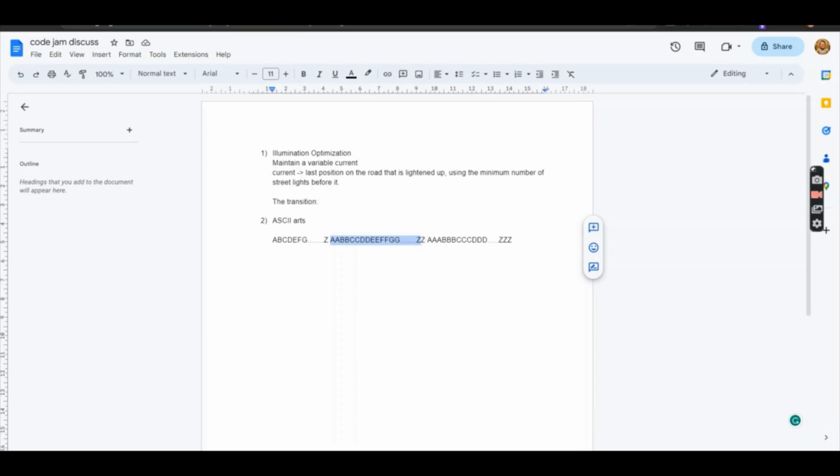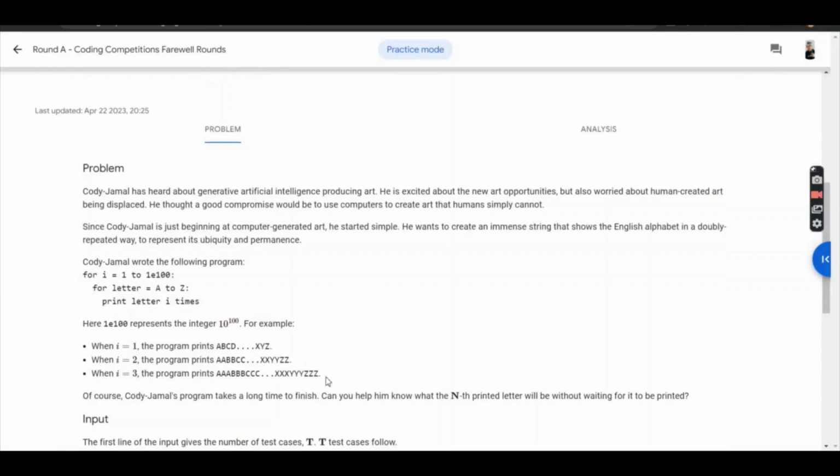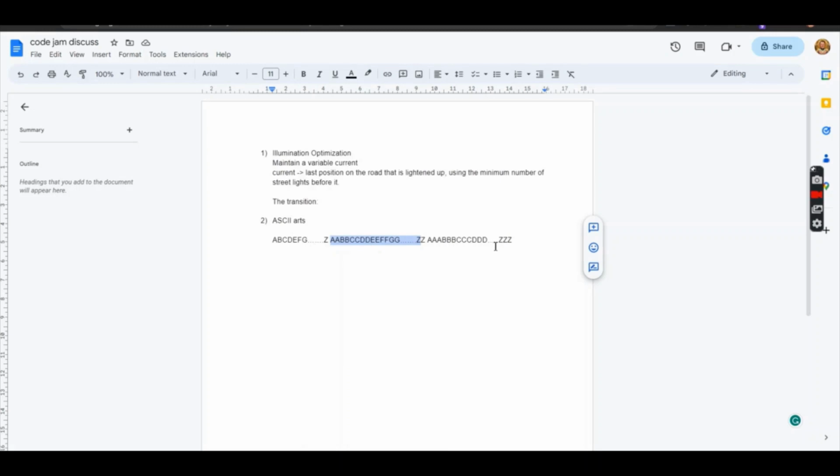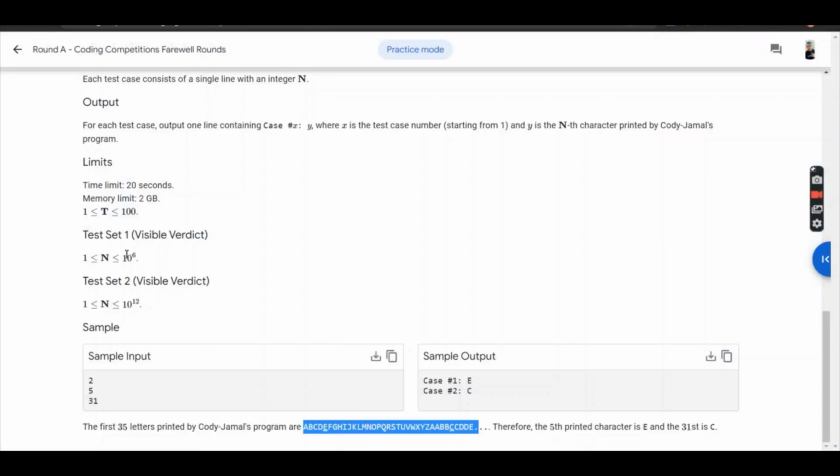In the problem you are given a variable n, and you need to find the character in this sequence at the nth position. So yeah, this was the problem. In this case, this is the sequence, and you need to find the fifth character. It turns out it is E, and in the second test case you need to find the 31st position character. So it is C. So you have to print these characters as asked.